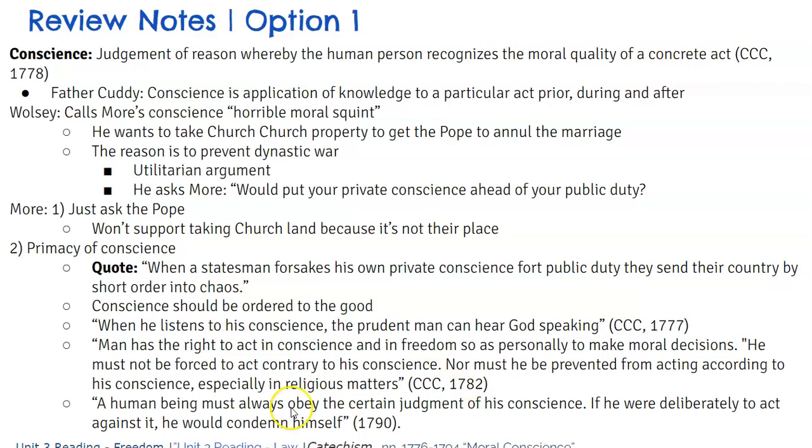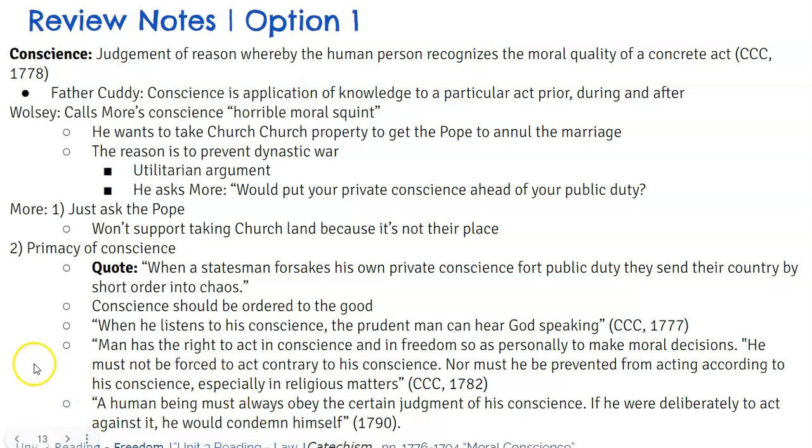And then it says here, a human being must always obey the judgment of his conscience. If he were to deliberately act against it, he would condemn himself. So again, this shows that in Catholic moral thought, you need to always follow your conscience. Your conscience can be wrong, but as long as you act in good faith, you won't be guilty of a sin.